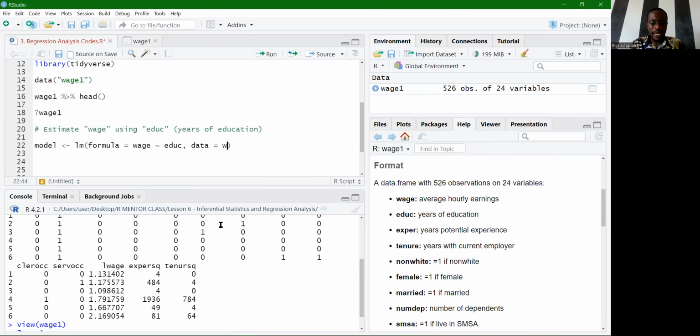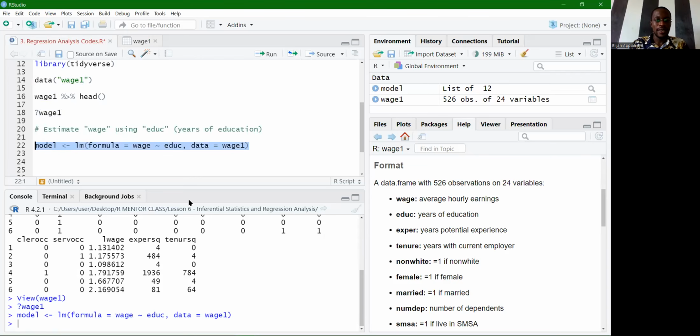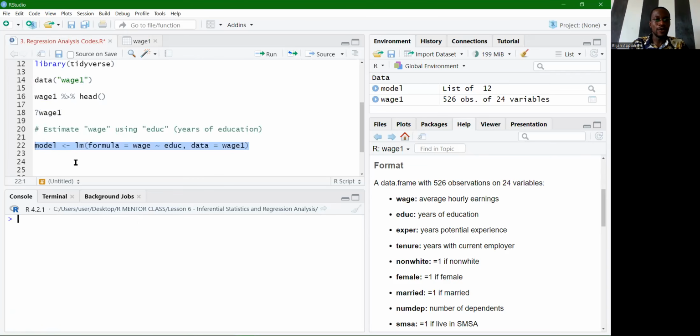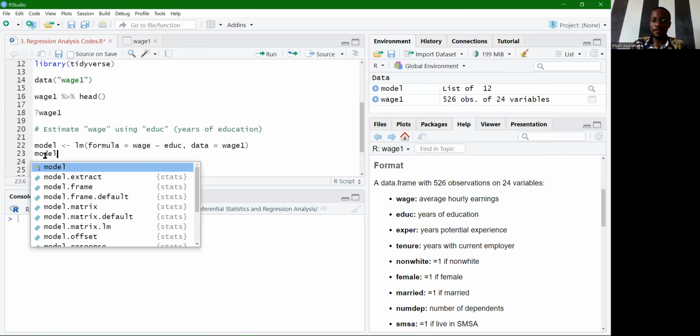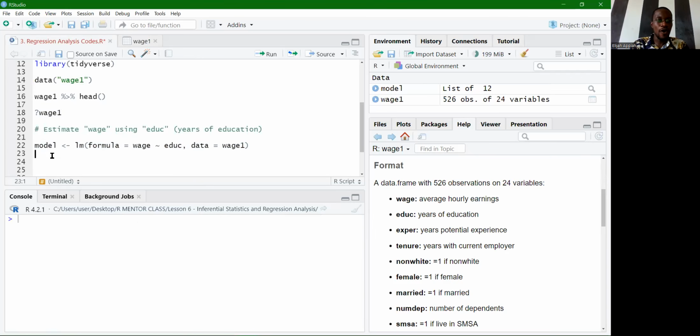Now I need to specify the data where these variables are coming from. So that equals wage1, which we have imported. So if I go ahead and run this model, then let me clear the console and then print the model. So what I can do is type the name of the object and run, or I can just simply highlight the name of the model and run.